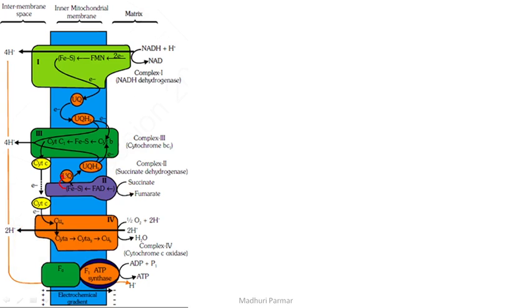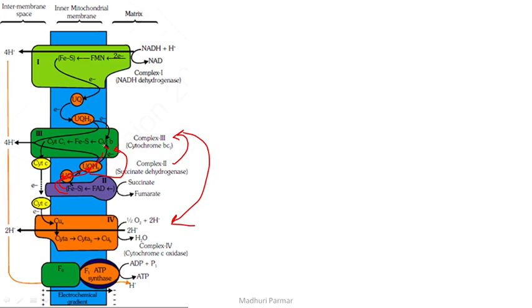So ubiquinone becomes reduced ubiquinone, UQH2. This ubiquinone will give its electrons to the cytochrome Bc1 complex, which is complex number 3. So from complex 2 you have complex 3, and from complex 3 it will go to complex number 4. How? Let us see. Ubiquinone will transfer electrons from this succinate dehydrogenase to the cytochrome Bc1 complex.